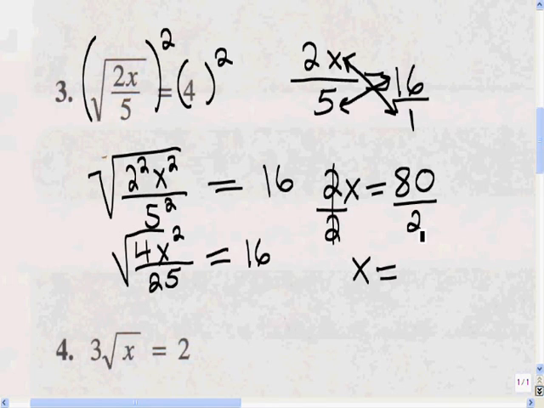80 divided by 2 is half of 80. What's half of 80? 40. That's my answer.